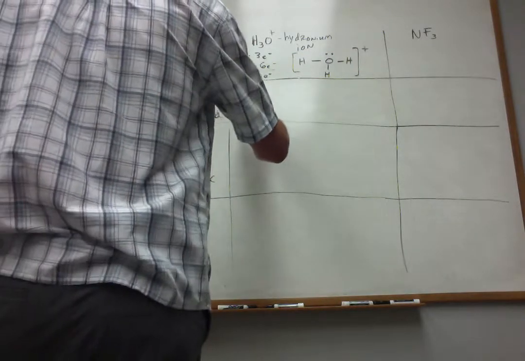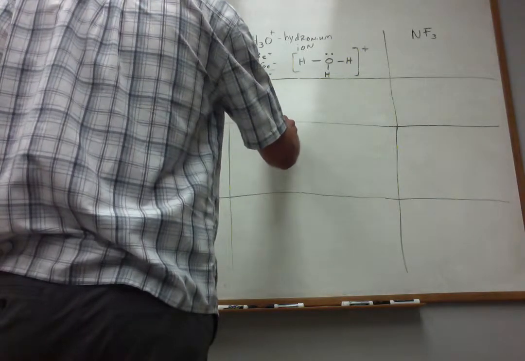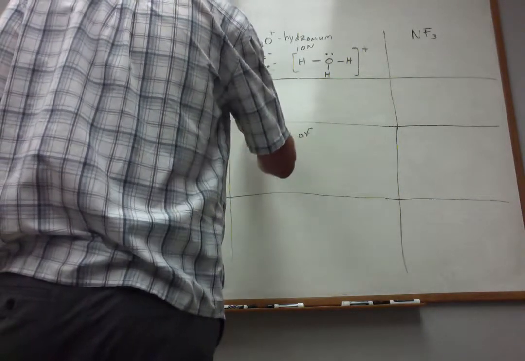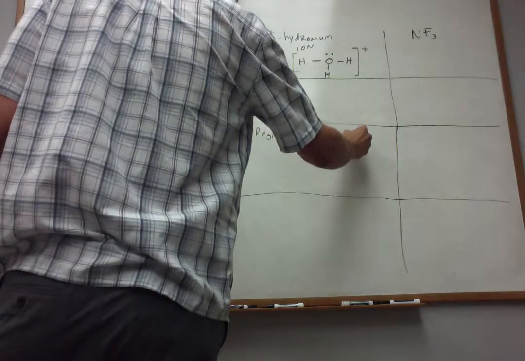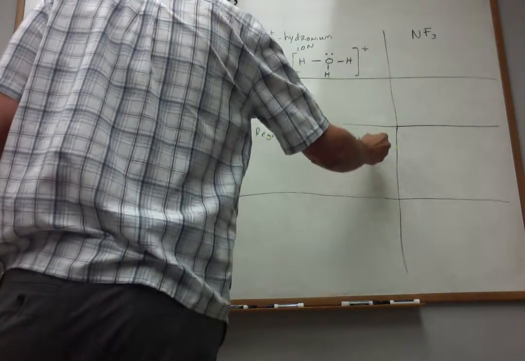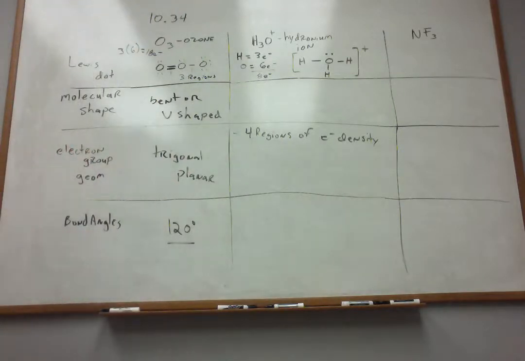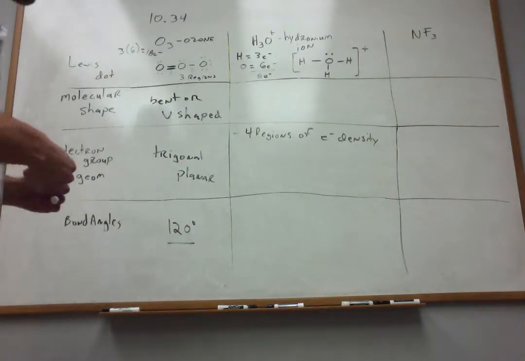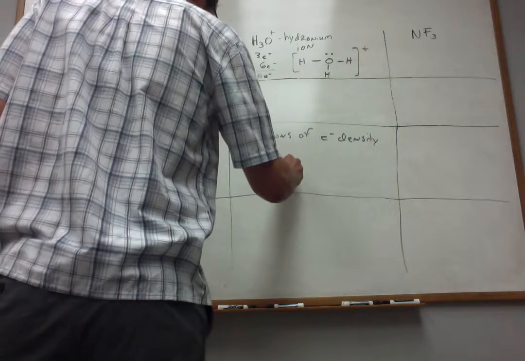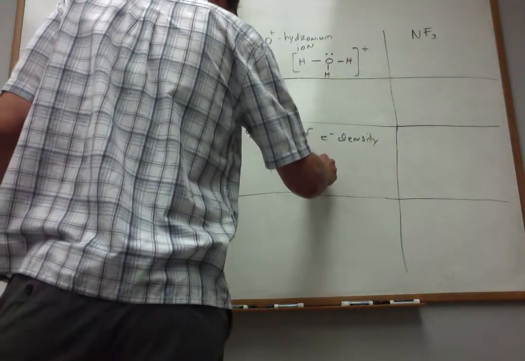Okay? So I'm going to put that here, 4 regions of electron density. The reason why I'm making note of that again, and I'm harping on it, is that's what drives the geometry, the number of regions of electron density around the central atom. If you figure that out, you can figure out what your geometry is. Okay, that's the step that's required. Now, whenever you have 4 regions of electron density around the central atom, you've got tetrahedral electron group geometry.